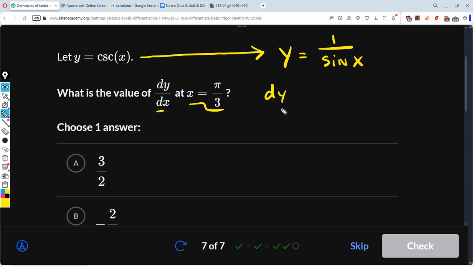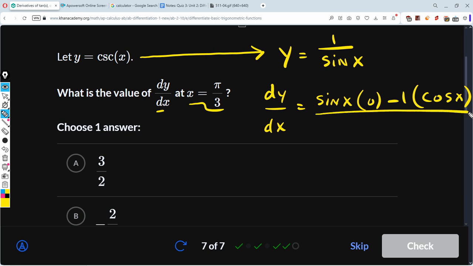All right, so dy dx, same thing as y prime, really. It's going to be bottom times the derivative of the top. Derivative of 1 is just 0. Minus the top times the derivative of the bottom. Derivative of sine is cosine. And that is all over the bottom squared. So that's sine squared of x.